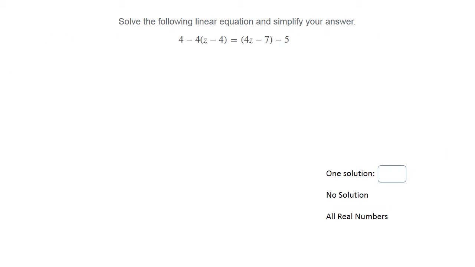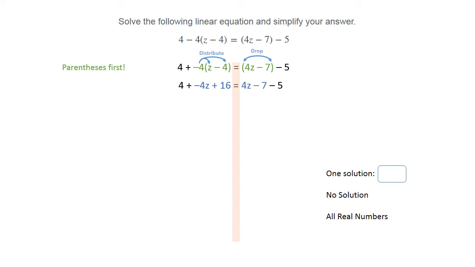Here's the first example. We want to take care of those parentheses first, so we're going to distribute the one on the left side of the equal sign, and on the right-hand side there's nothing out in front of those parentheses, so we're just going to drop those. So the left-hand side becomes 4 plus a negative 4z plus 16, and the right-hand side just drops the parentheses with 4z minus 7 minus 5.